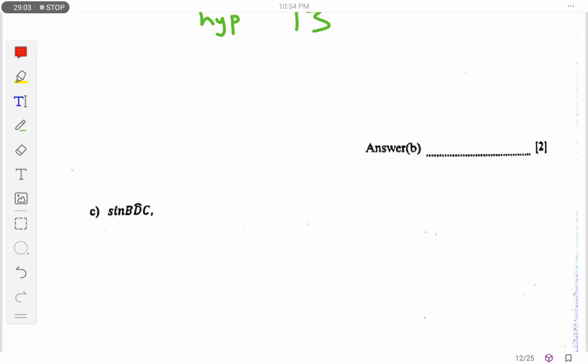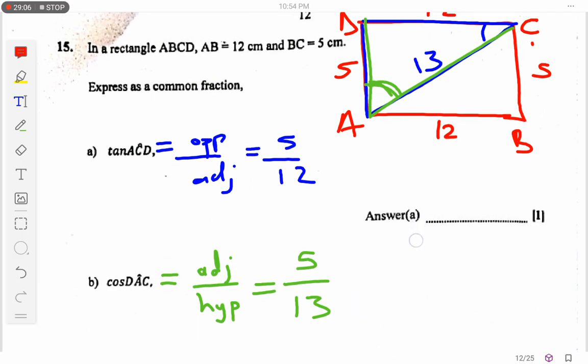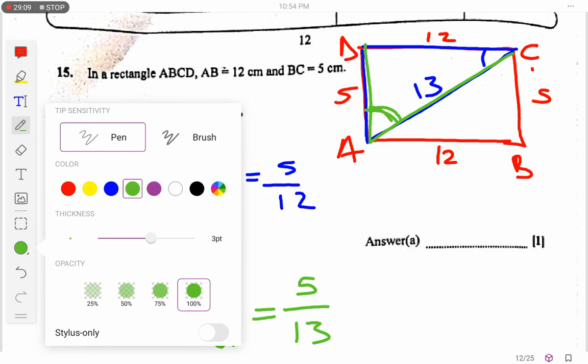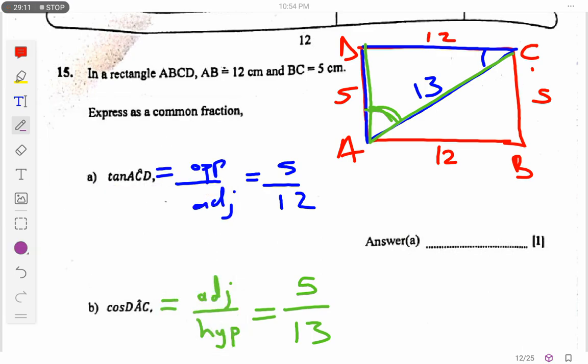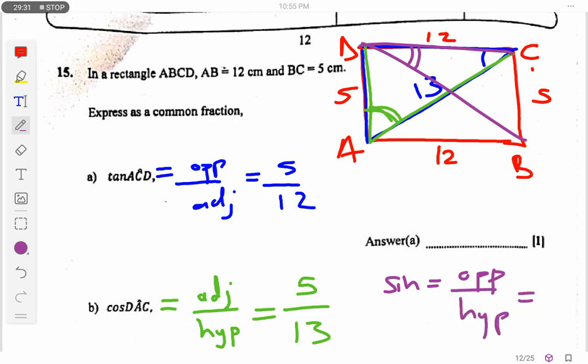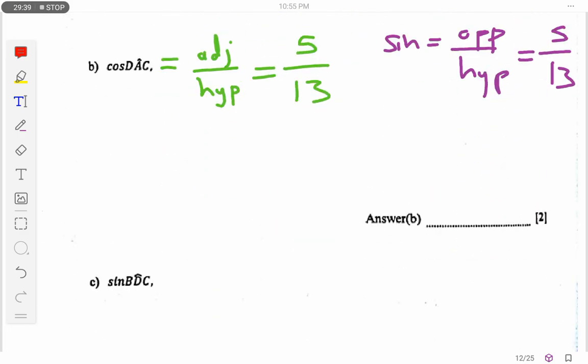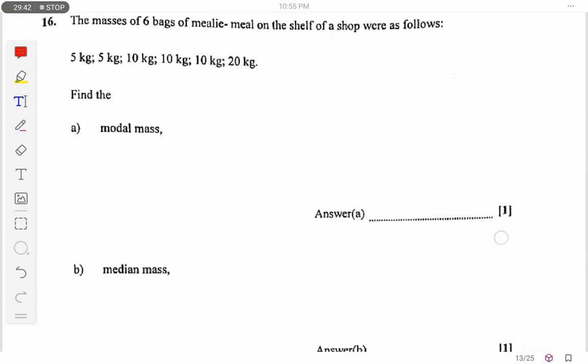Then the last part of the question, sine B. Let's see, sine B, where is it? It's B, D, and C. So we want this angle there. Sine is opposite over hypotenuse. So it's going to be 5 over the hypotenuse, 13. So it's similar to our tan there. So that's how we answer this one. Let's move on to the next one.